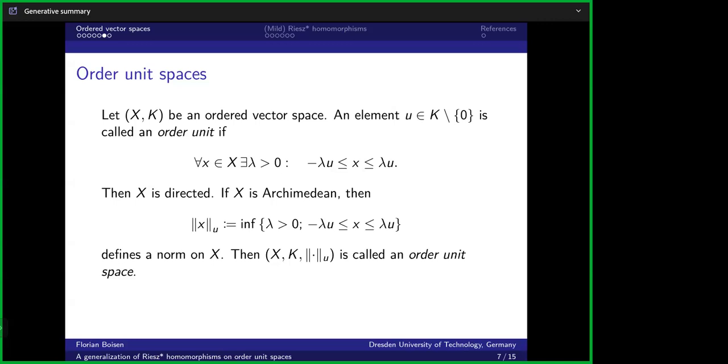And what you can do is, if your space is Archimedean, you can define a norm which maps any element x to the smallest lambda which catches your element x. And this ordered normed space is then called an order unit space. And since order unit spaces are Archimedean by assumption and directed because of the presence of the order unit, they are also examples of pre-Riesz spaces.